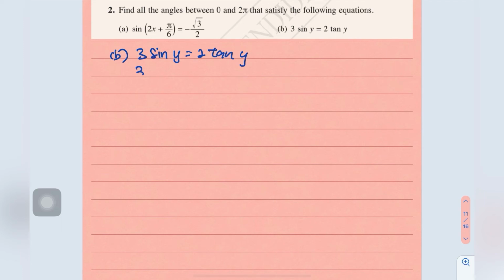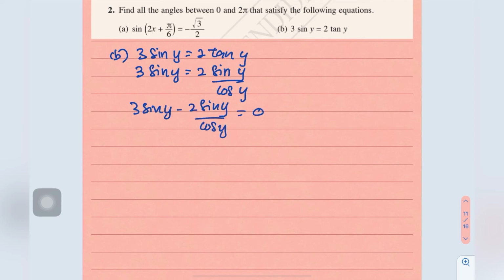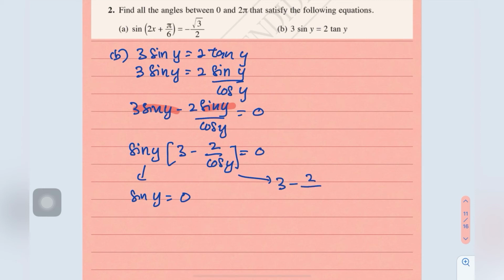Tangent is sine over cos, so 3 sine y equals 2 sine y over cos y. Then we simplify: 3 sine y minus 2 sine y over cos y equals 0. This is a common factor. We can factorize sine y out in the bracket: 3 minus 2 over cos y equals 0. So for this one, sine y equals 0. And for this one we got 3 minus 2 over cos y equals 0, so 3 equals 2 over cos y, and cos y equals 2 over 3.